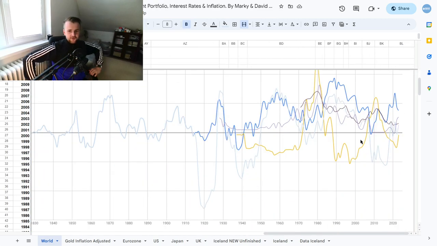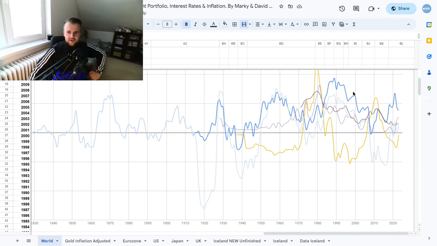So first of all, when Mark was updating his chart, he pointed out that we are not yet that low with gold, and that we are probably also not that high with the stocks. So okay, here is what I have found out.